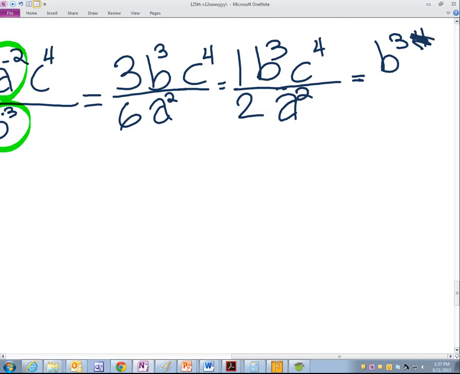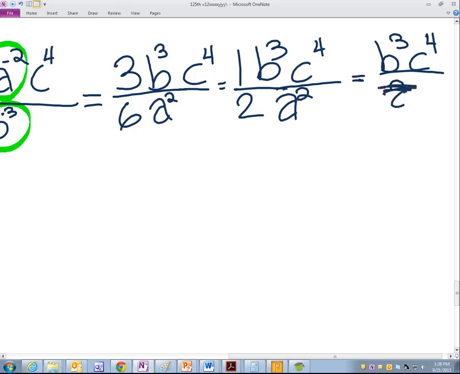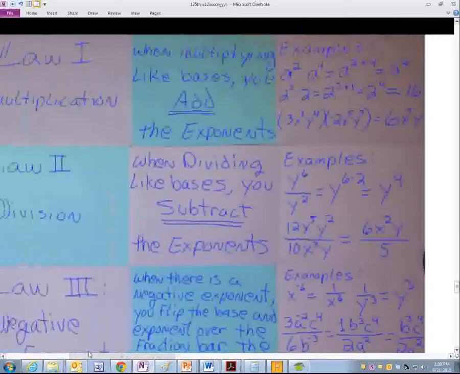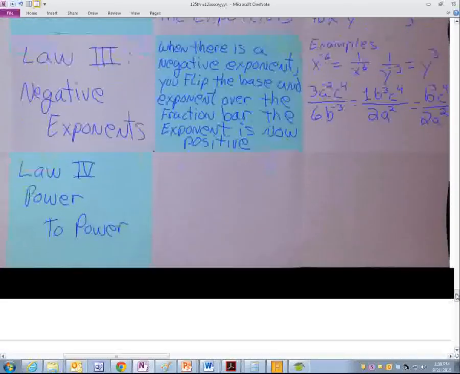Question? Wait, but how did you get 1 and 2 from 3 and 6? Do you agree with that? So you just figure out how it's equal. You simplify. There we go.